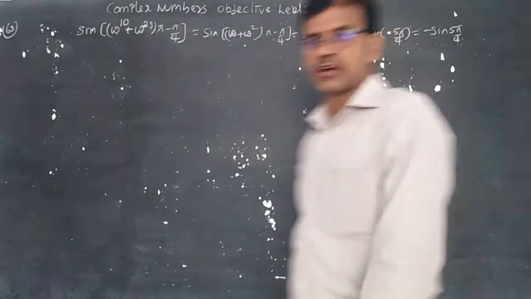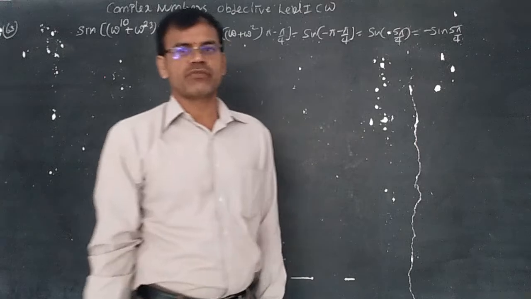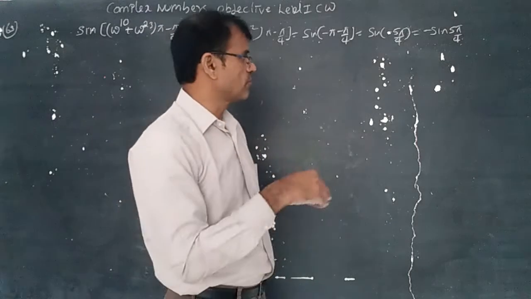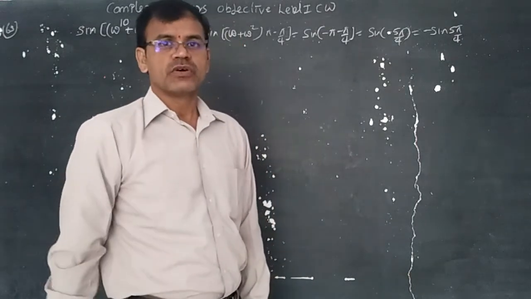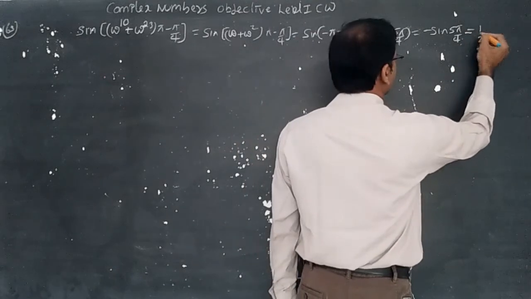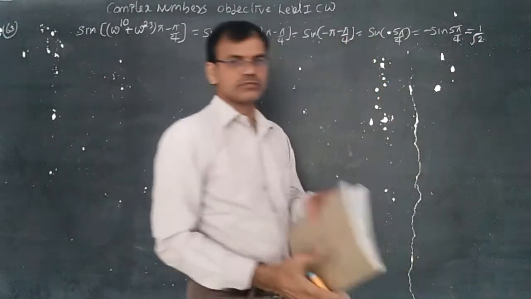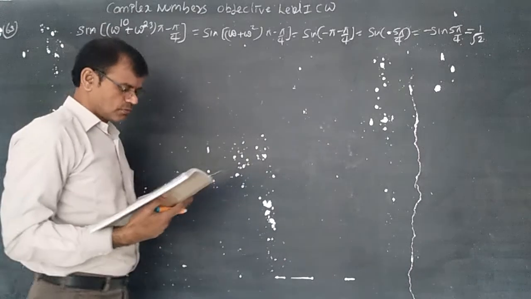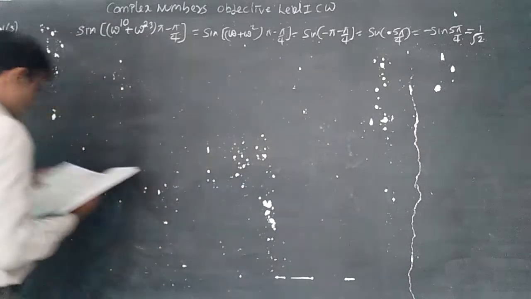Sin 225 degrees, sin 180 plus 45, is minus sin 45. Minus of minus becomes plus. So minus sin pi by 4 becomes here the value 1 by root 2. 1 by root 2, first option.